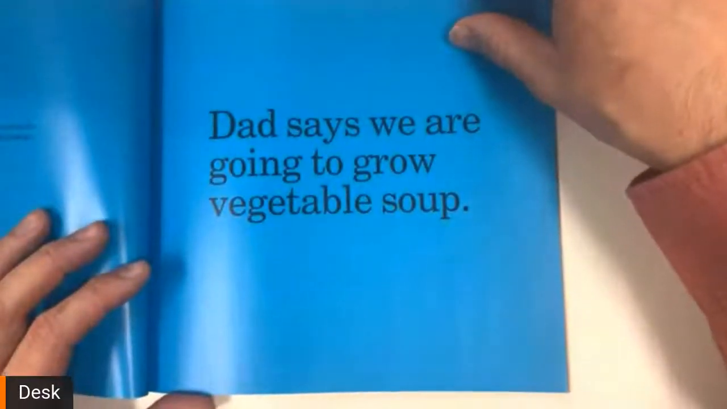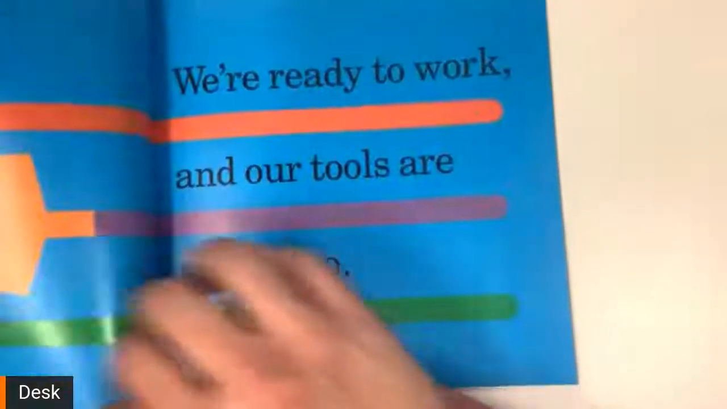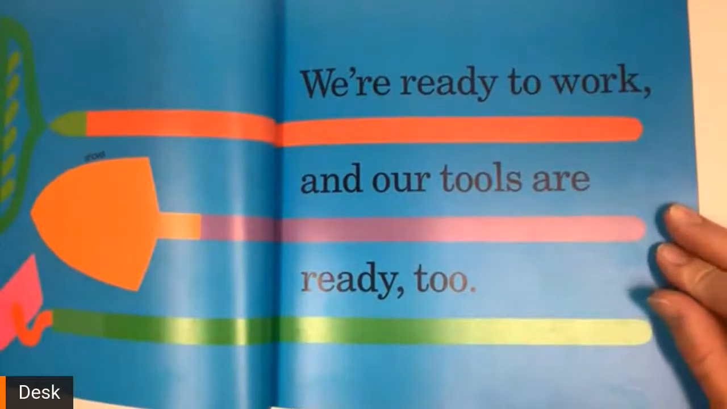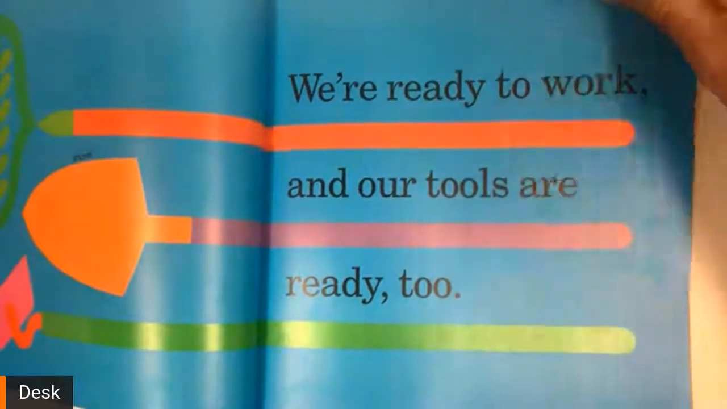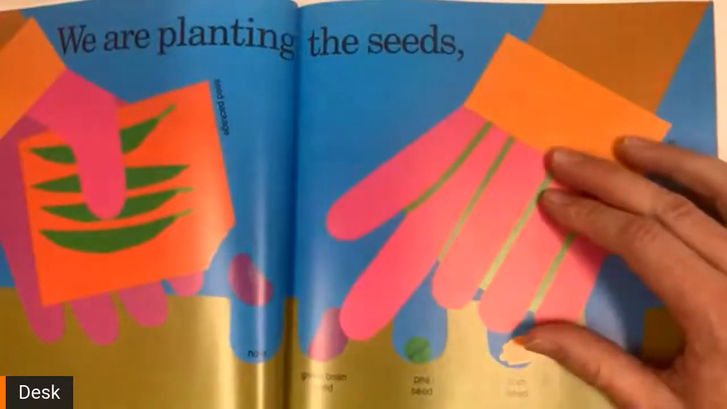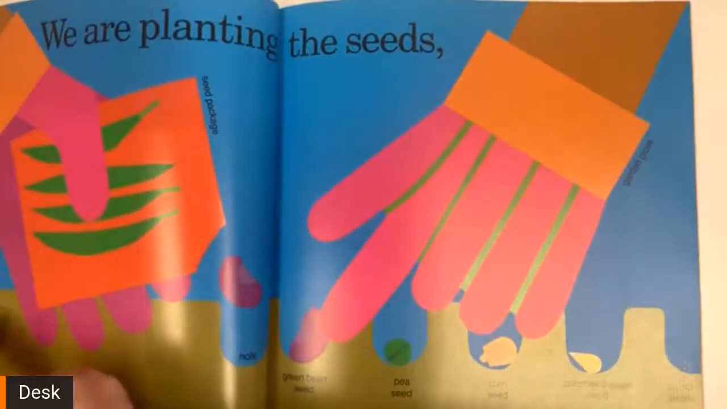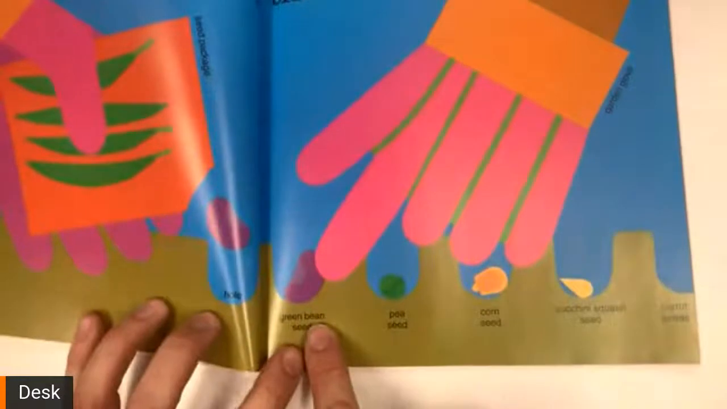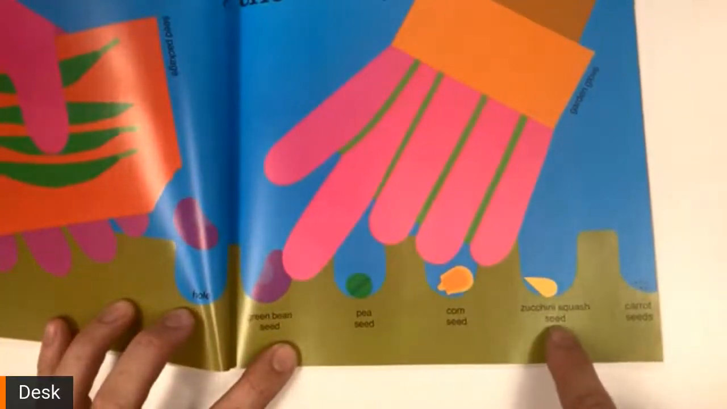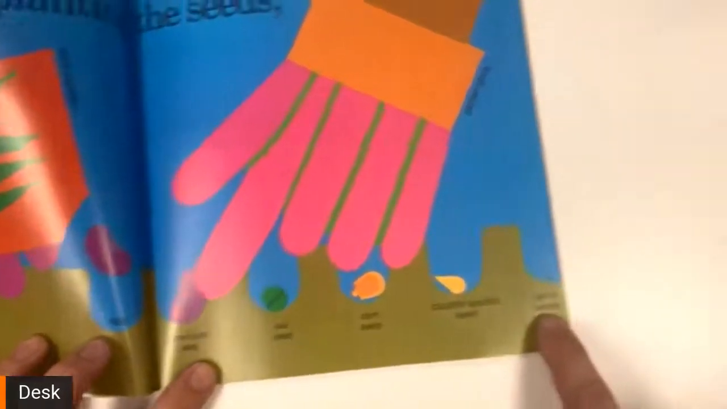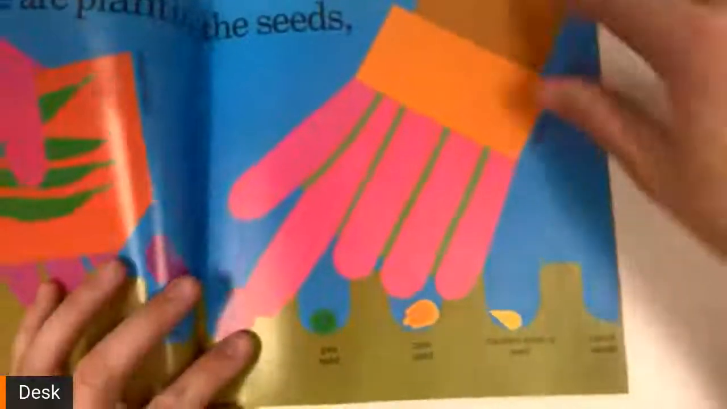Dad says we are going to grow vegetable soup. We're ready to work and our tools are ready too. We are planting the seeds. Soil, a hole, green bean seed, pea seed, corn seed, zucchini squash seed, and carrot seeds. Look how tiny, I don't know if you can see how tiny carrot seeds are. They're very tiny.